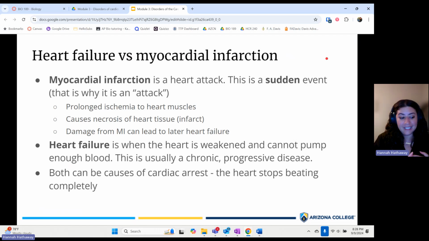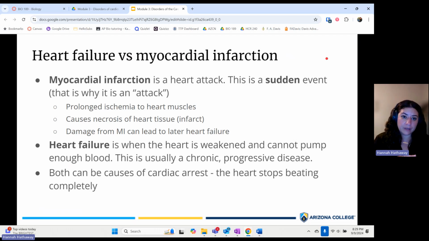Because some of that muscle has died, the heart is going to be damaged. And because of that, the heart is not going to work as well as it needs to in the future. So damage from a myocardial infarction can lead to heart failure later. But heart failure usually is something that doesn't just come on suddenly. It usually has to develop over a period of time. Myocardial infarction, cells in the heart are dying due to lack of oxygen, infarction. Heart failure, the heart is just not doing its job for whatever reason. Either it's weakened or it's having to work too hard because there are other issues in the circulation. So that's usually a chronic disease that takes a long time to develop.